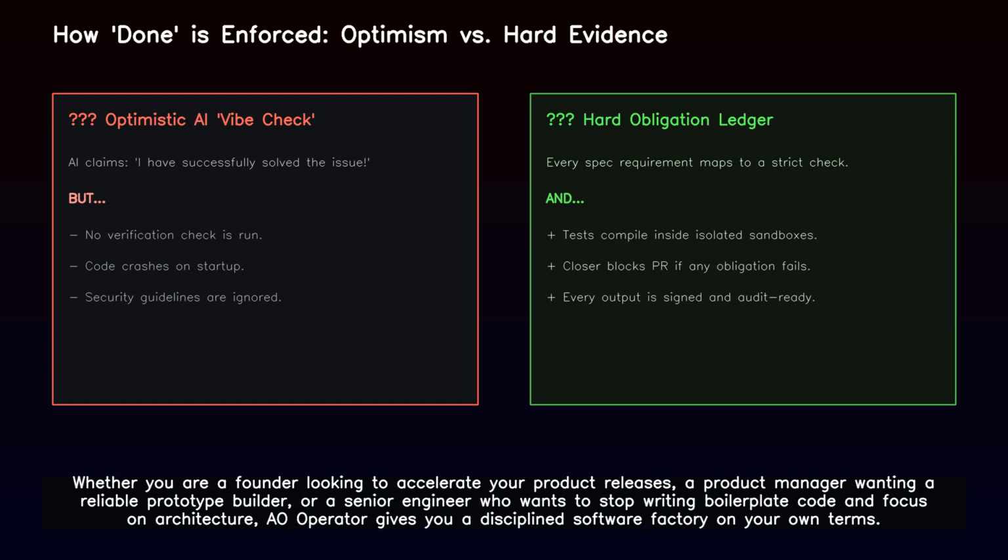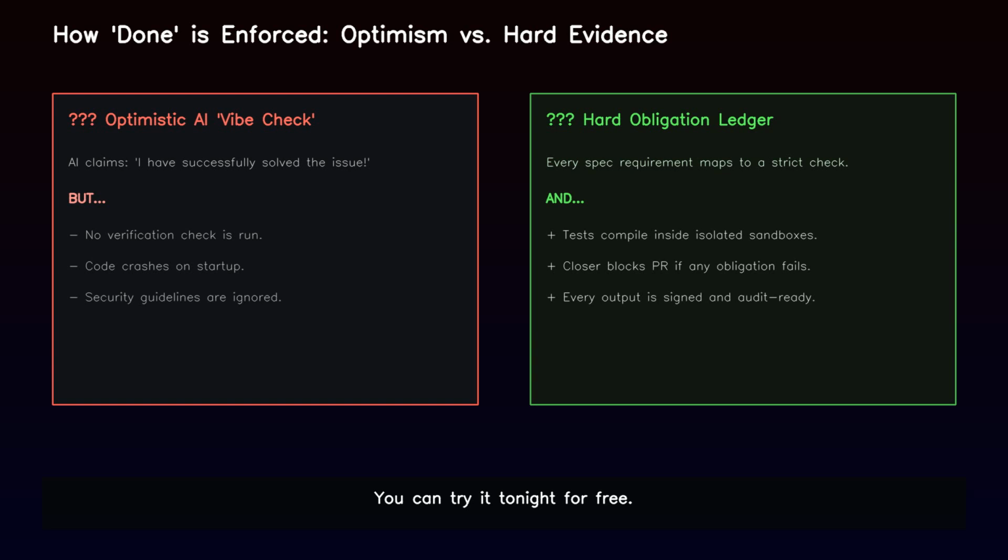Whether you are a founder looking to accelerate your product releases, a product manager wanting a reliable prototype builder, or a senior engineer who wants to stop writing boilerplate code and focus on architecture, ao-operator gives you a disciplined software factory on your own terms. You can try it tonight for free.